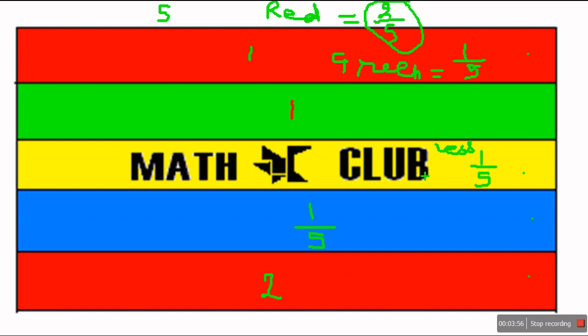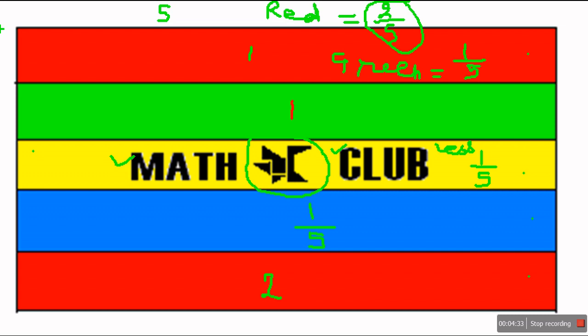In this math club flag, you will see the middle strip has a logo. This logo is of black color, and the words math club are written in black color. So this portion is subtracted from the yellow portion. If this portion were not there, it would have been 1 upon 5. But this is a black portion, so this is less than 1 upon 5. Okay, so you will now understand.